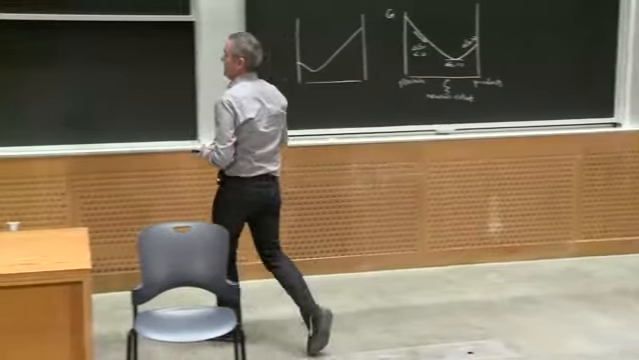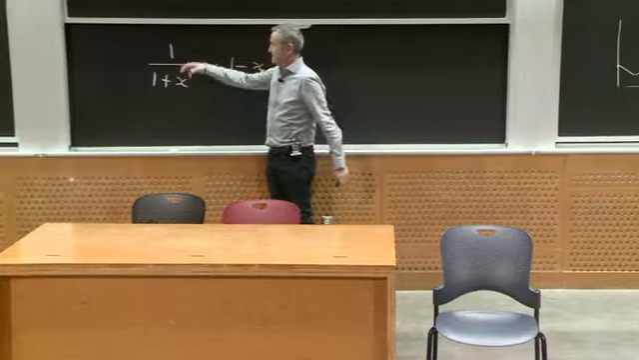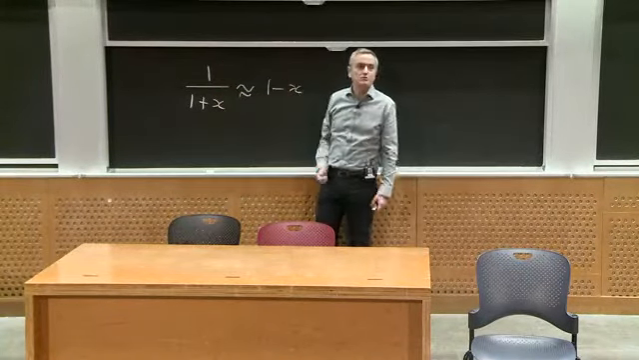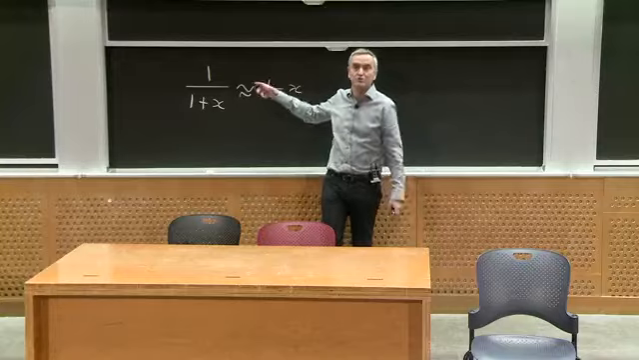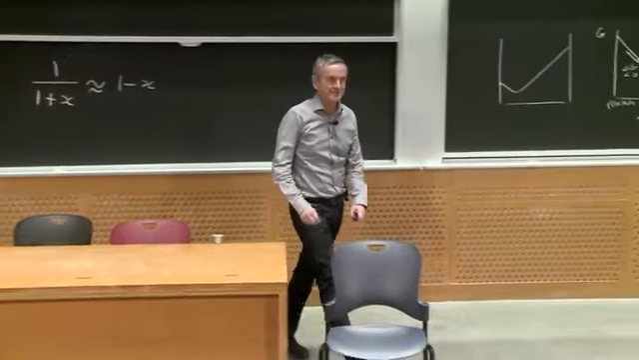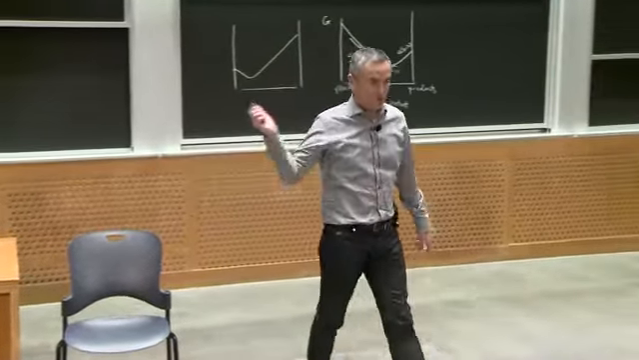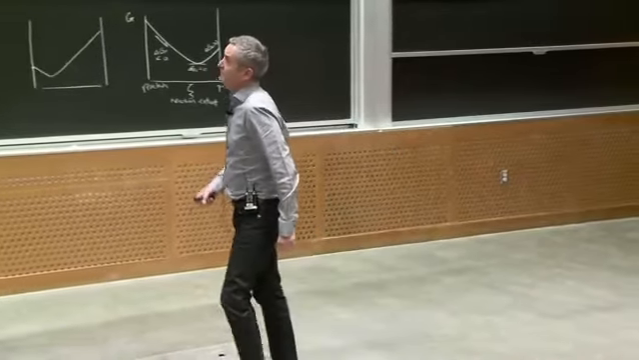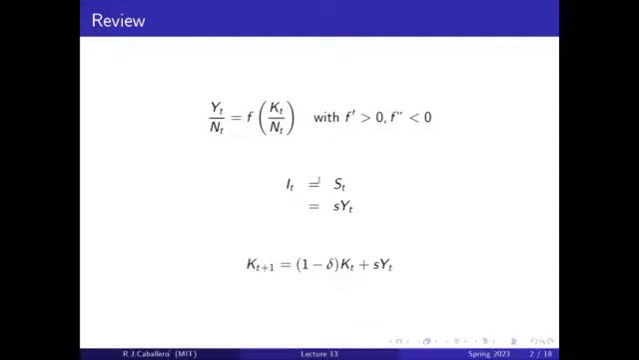I kept saying, look, if x is small, 1 over 1 plus x is approximately equal to minus x. No, it's approximately equal to 1 minus x, not minus x. But so I wanted to correct that typo. So let me remind you what we had.